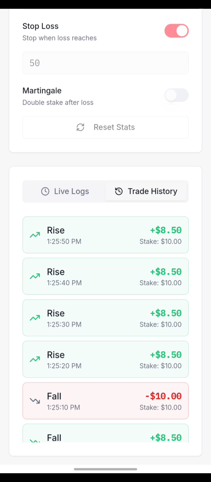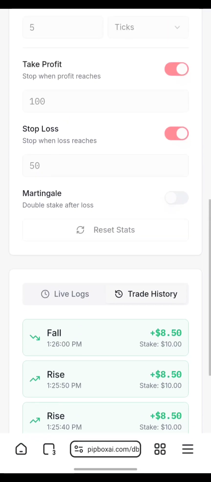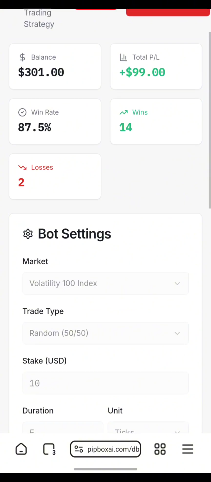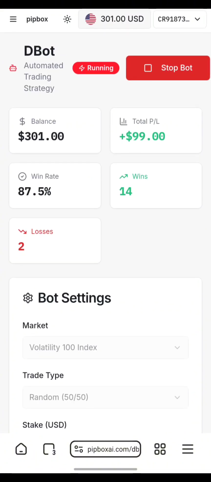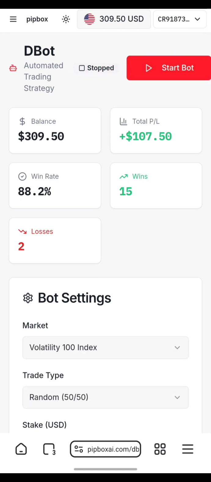It's both sided. The main idea, guys, is to take this account to 1000 USD, and as you can see, we are up 99.0 USD. Right now we have 15 wins and 2 losses, and we hit our TP, and we are now at 309.50 USD.